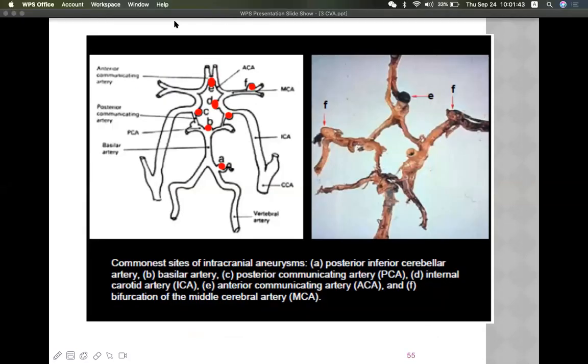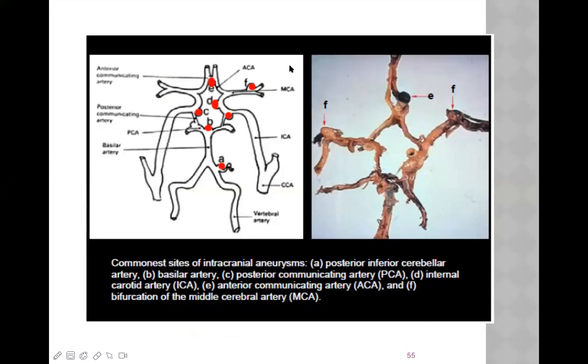Now this is a pathological picture. See here. This is a real pathological specimen, and this is a schematic diagram. So these are all different sites for berry aneurysm. Look at the branching point again. Wherever there are branching points, berry aneurysms are there.